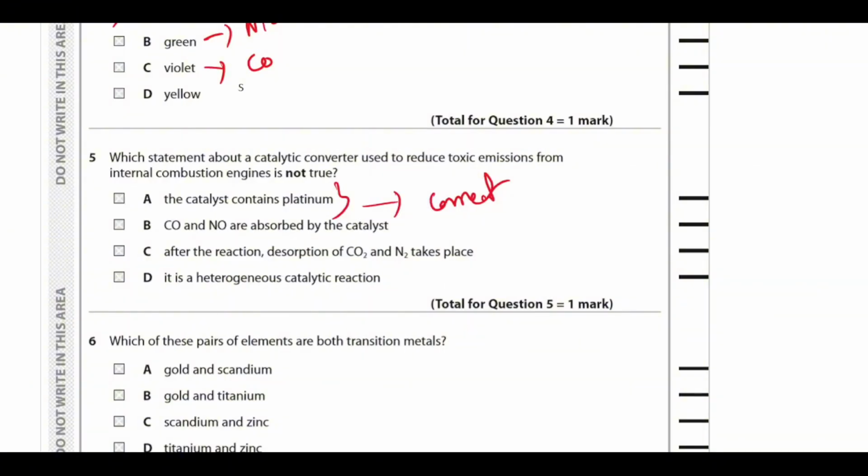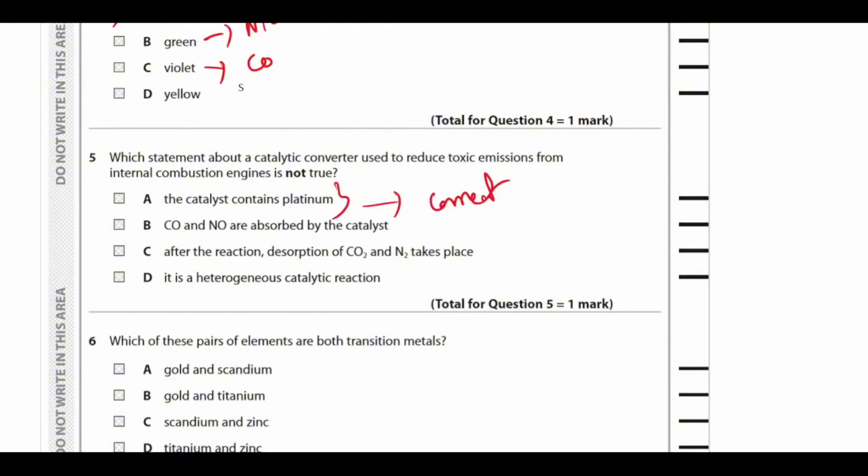In option C, it says after a reaction, the desorption of carbon dioxide and nitrogen takes place. Now, that is correct considering the products, carbon dioxide and nitrogen, are formed on the catalyst surface and then they desorb. Basically, they leave the surface to make room for new reactant molecules, right? Because that's the whole mechanism of the catalyst, adsorbing the molecules, and then breaking the bonds between the reactant molecules and allowing new reactant molecules to react together, and then later desorb the products.